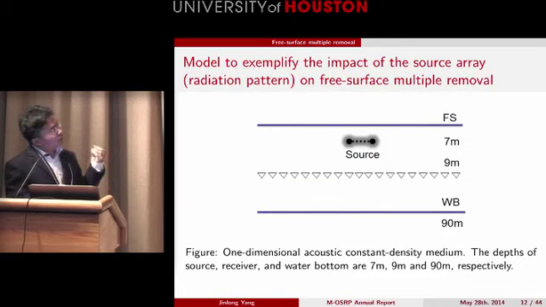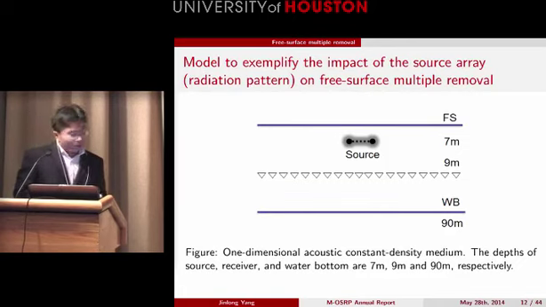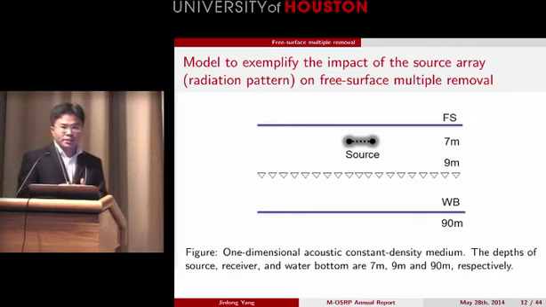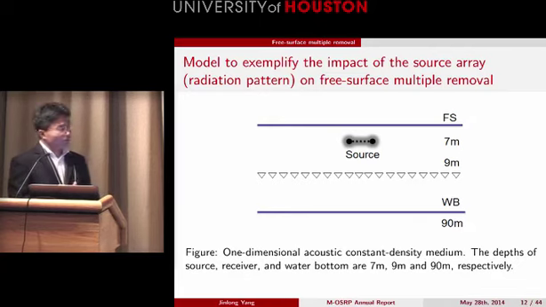This is a very simple example, just to show my algorithm works. First, I want to show this is only one reflector at the water bottom. Because the water bottom is very shallow, only 90 meters, the primary and the multiples are overlapping. I will put two kinds of source. First is the point source, another is the source array.